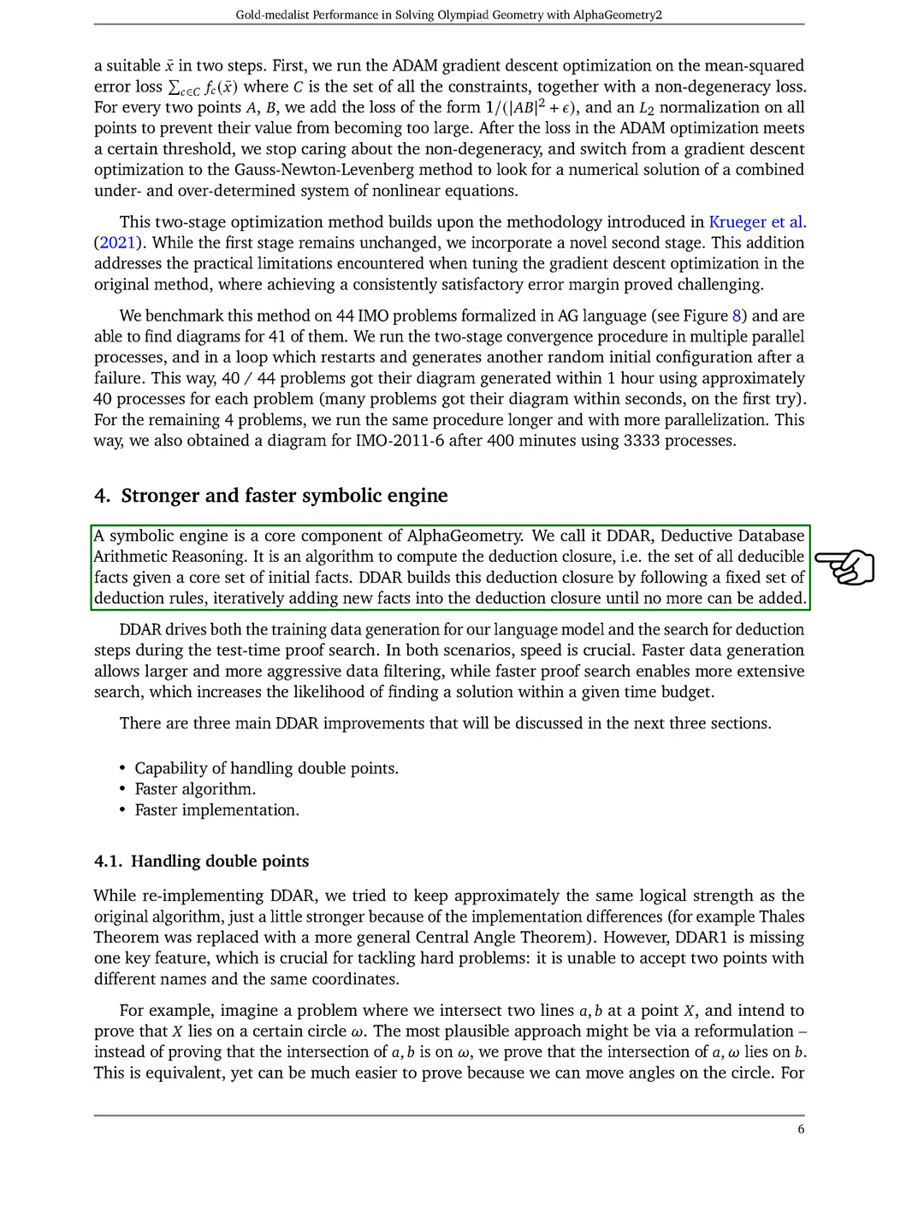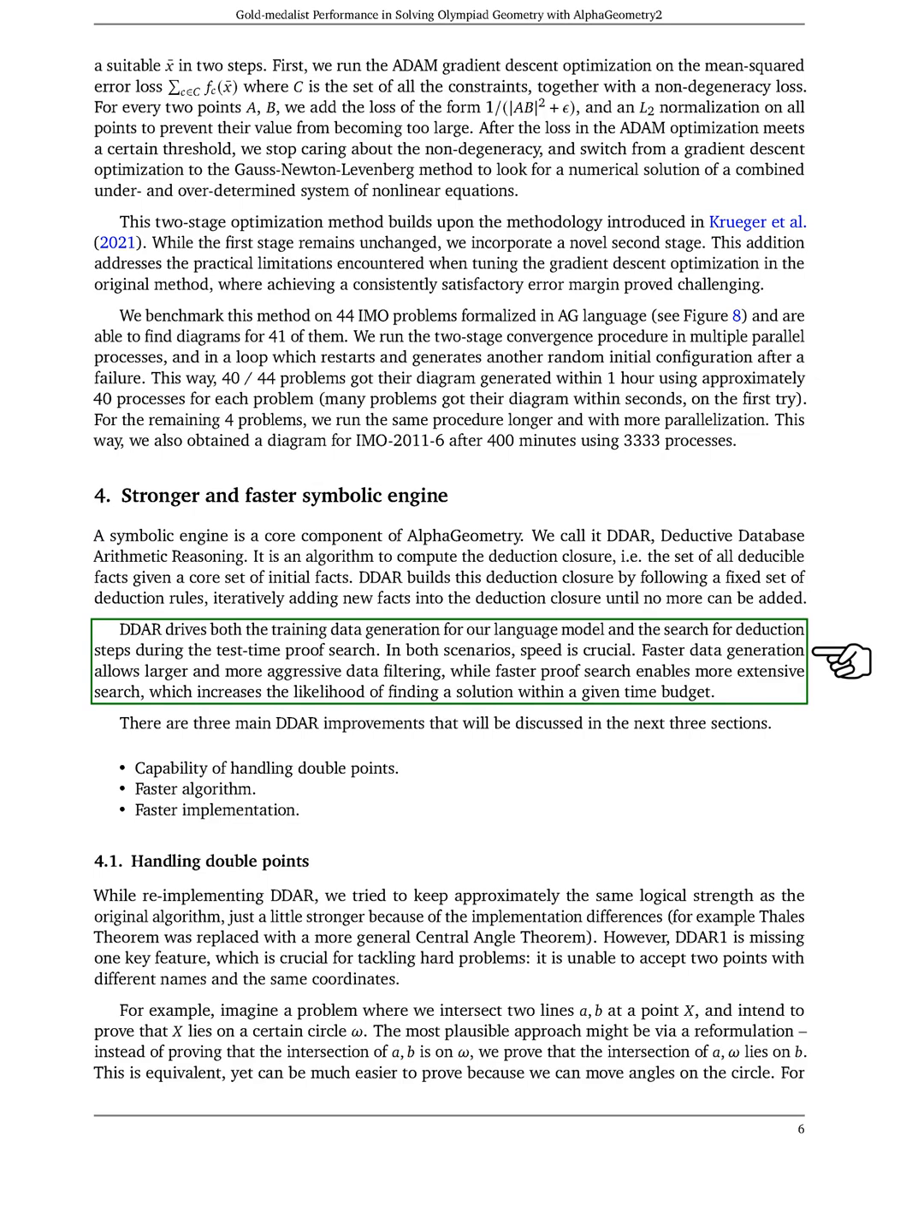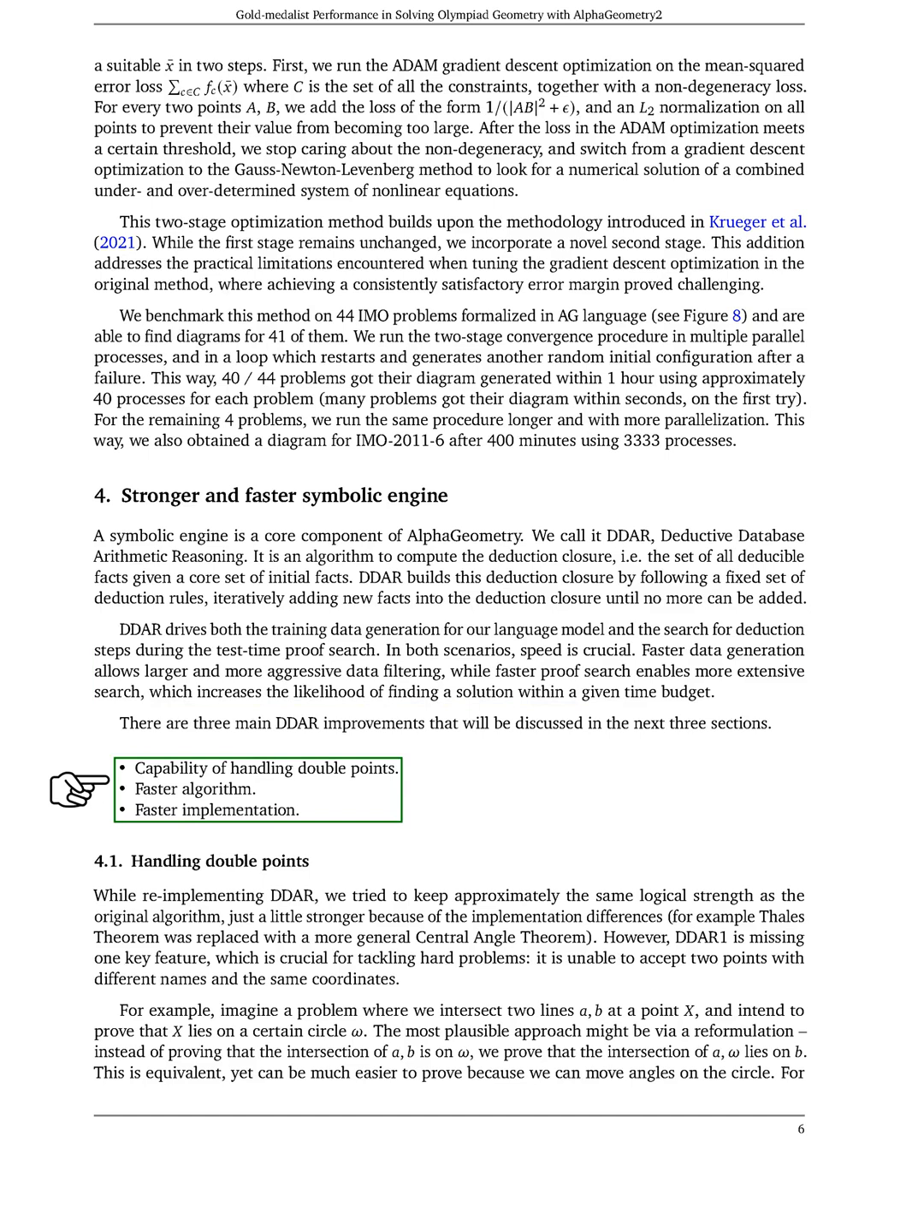Finally, we focus on enhancing our symbolic engine, known as DDAR, which is essential for AlphaGeometry. DDAR computes the deduction closure, which is the complete set of deducible facts based on initial information. It does this by applying a set of rules iteratively. Speed is critical for both generating training data and conducting proof searches, as faster processes enable more extensive exploration and better results. We will detail three key improvements to DDAR: its ability to handle double points, a faster algorithm, and a more efficient implementation.